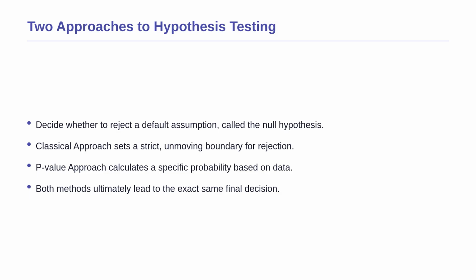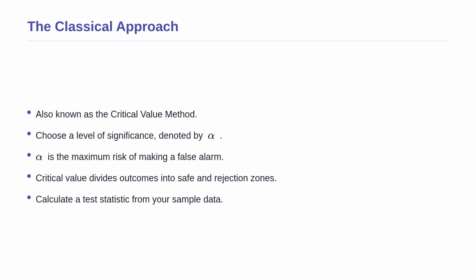On the other hand, the p-value approach is like checking the ID. It calculates the exact percentage chance of observing your data if the default assumption were true. Even though they use different mechanics, both methods will always lead you to the exact same final decision. Let us dive deeper into the first method.